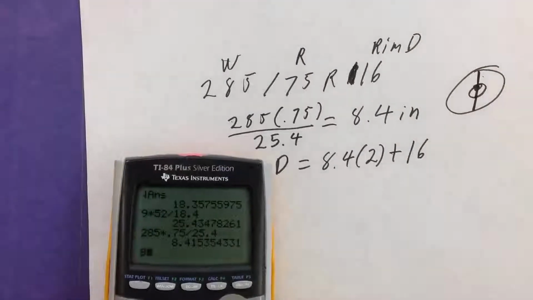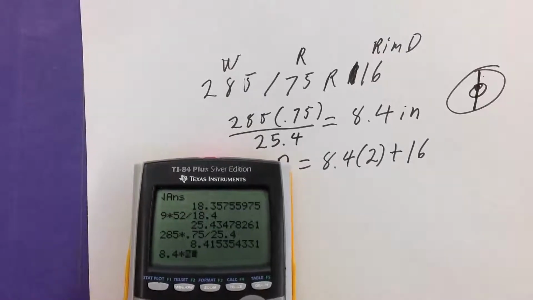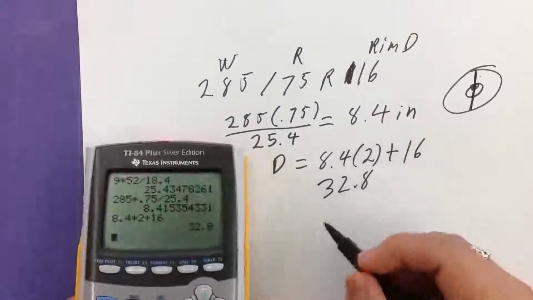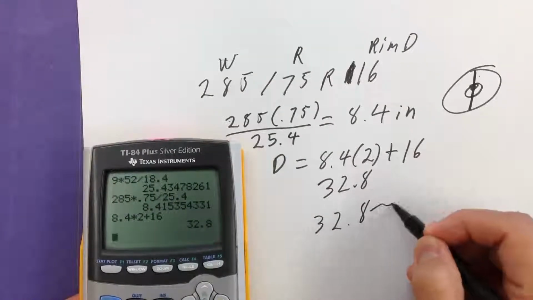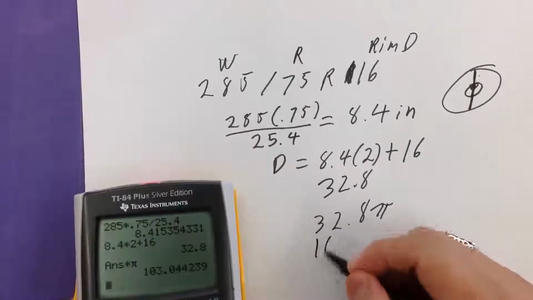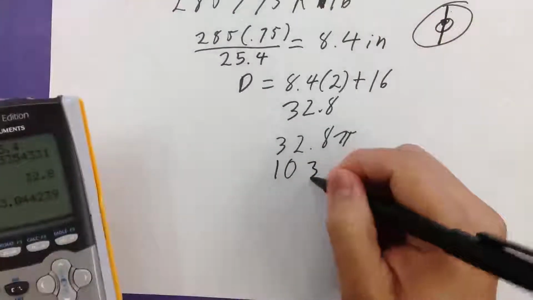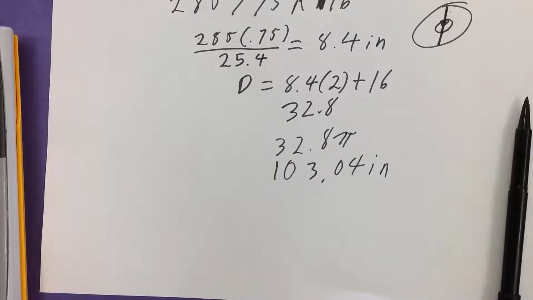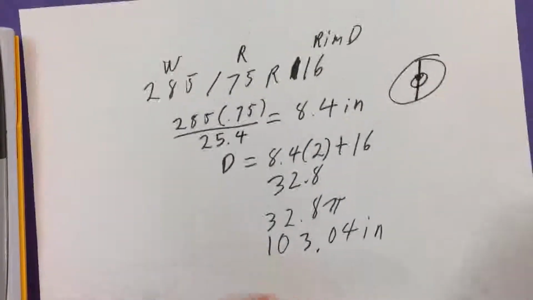So now, 8.4 times 2 plus 16, that's going to be 32.8. Then we multiply that number by pi, and that's 103.04 inches, and that is our diameter. Okay, and then we're done with that. Alright, now we're going to go on to the next one. Sorry I'm taking so long.